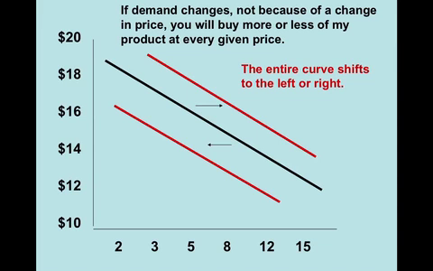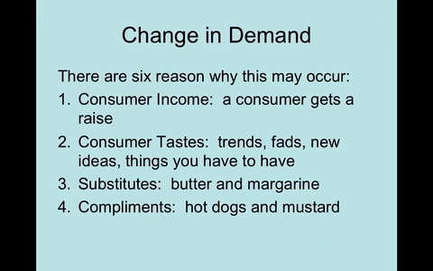Okay, so change in demand shifts the curve. Change in quantity demanded is a shift along the curve. So there are 6 reasons why this might happen, and we're going to talk about this a little bit. Again, number 1, consumer income goes up.